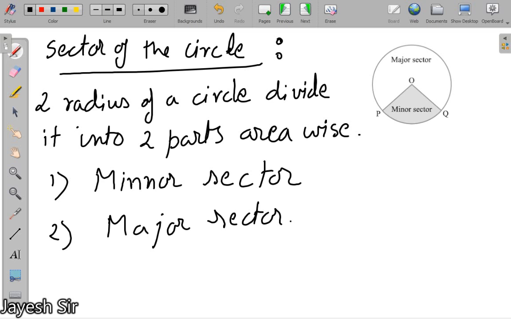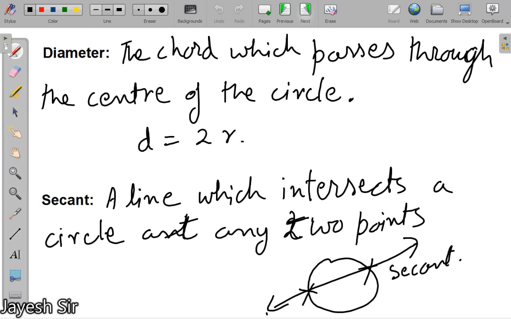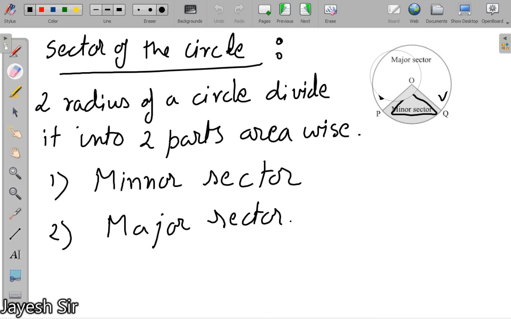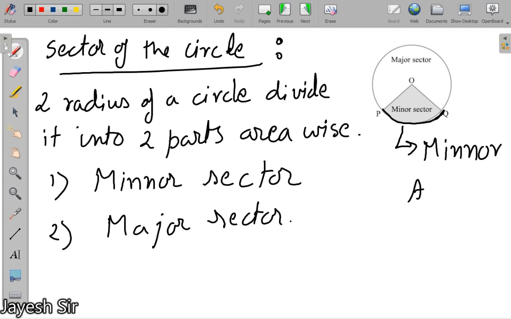We are talking about the area. This shaded area is called minor sector. This unshaded area is called major sector of the circle. This division of circle is done by the radius of the circle. Okay. Radius of the circle, along with dividing the circle into two parts, major and minor sector, it also divides the circumference of the circle. This circumference PQ is called minor arc, and the other circumference PQ, the larger one of the circumference, this is called major arc.